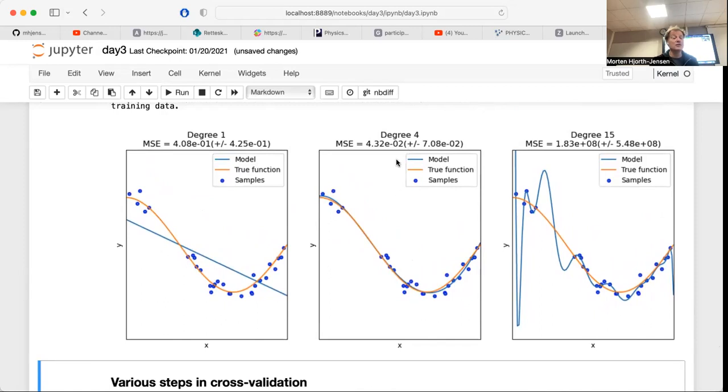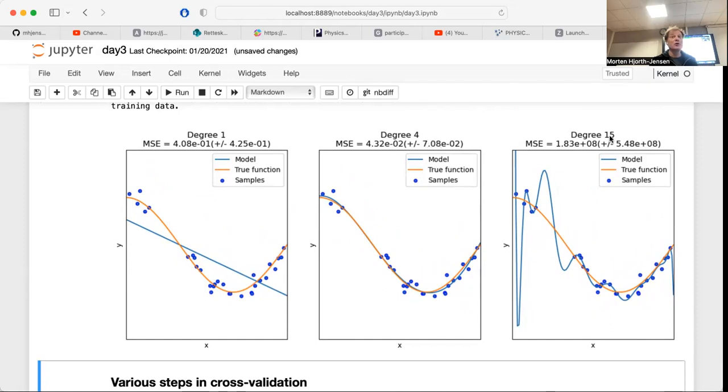Then with degree 4, which is the degree of the polynomial, I'm actually pretty close. I have some noise here, so it's not exactly a true 4th-order polynomial, but you see now that I'm doing pretty well, and I have a small mean squared error. This is the mean squared error, and this is the variance, which I calculate, giving the standard deviation.